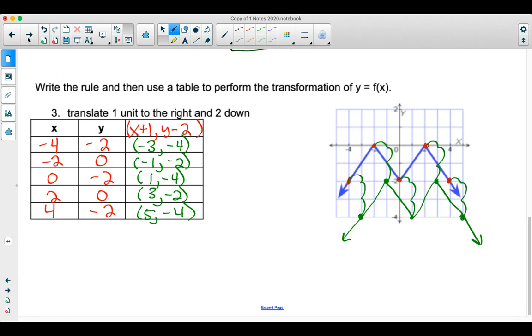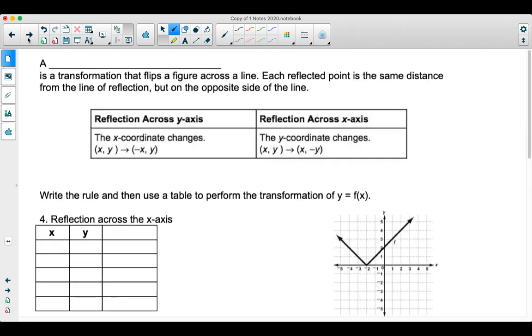So those are translations. We are also going to look at something today called a reflection. A reflection is a transformation that flips a figure across a line. Each reflected point is the same distance from the line of reflection, but on the opposite side. So we're just looking at reflections across the x-axis and the y-axis today.